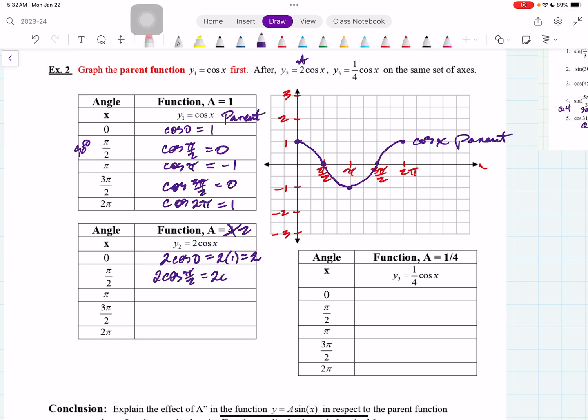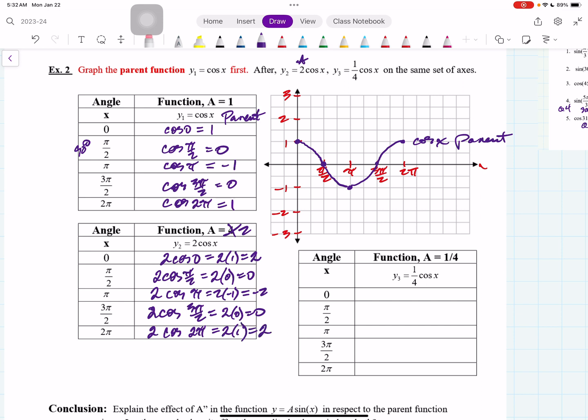Cosine of pi halves is 0, so you have 2 times 0, which is 0. And then 2 times cosine of pi. Cosine of pi is -1, so we have 2 times -1, or -2. And then we have 2 times cosine of 3/2 pi. That's at the bottom of the unit circle, and cosine is 0 there, so we have 2 times 0, which is 0. Last one, 2 times cosine of 2 pi. And that's going to be 1, so 2 times 1 is 2.